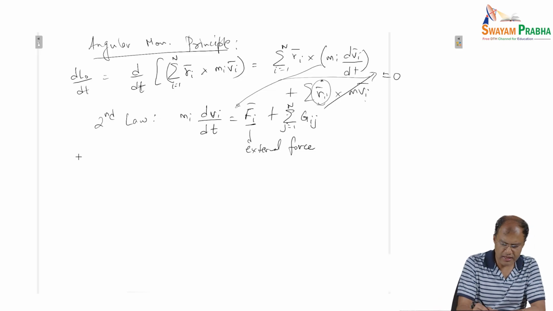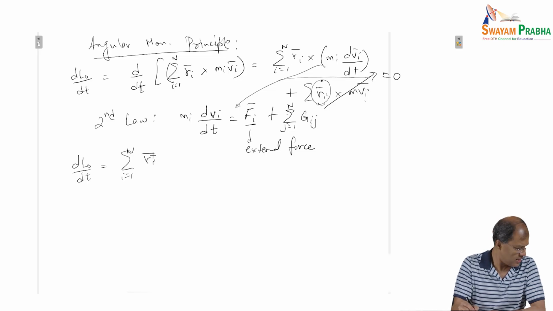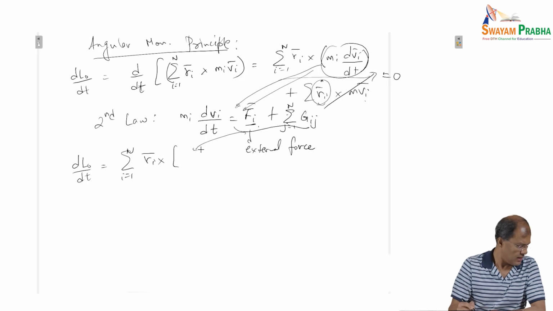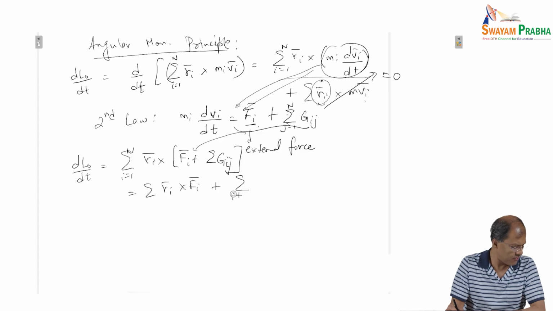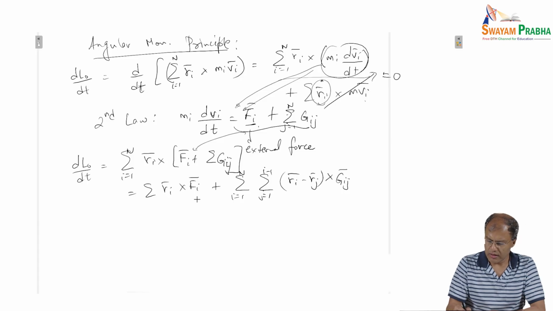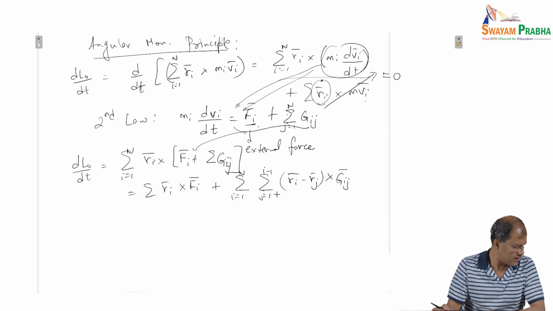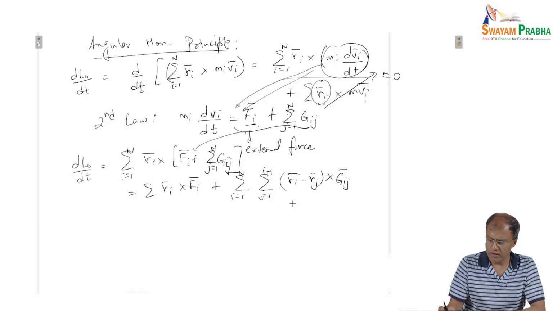Right? And we see that dL naught dt is the summation, i from 1 to n, of Ri cross with, now plugging everything in, Fi plus the summation of Gij. Again, let us distribute the cross product here. So we get Ri cross with Fi plus the summation, i from 1 to n and j from 1 to i minus 1, of Ri minus Rj cross with Gij. What we have done here is try to find the internal contribution, where Gij was a summation over j from 1 to n.